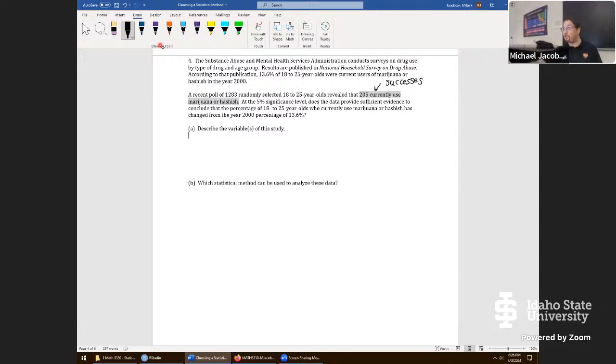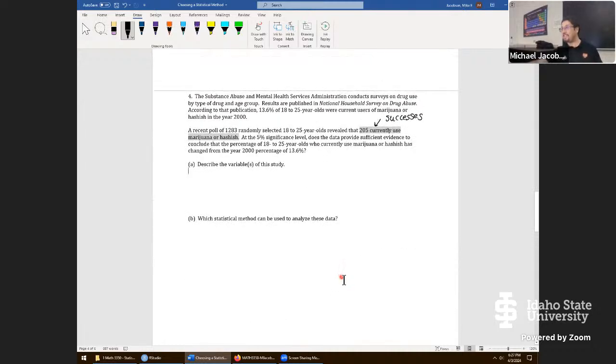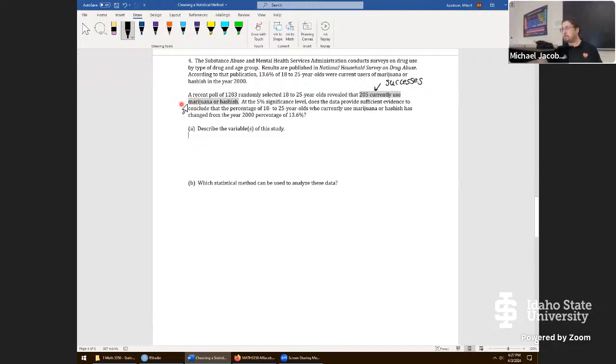But we need to be extremely careful about that because the problem down below right here also has successes, and this one is absolutely not chapter 19. So let's investigate this a little bit further. Let's first describe the variable, and let's just call it, again, paraphrasing, THC use. This is now categorical. We're just taking these individuals here and saying we have a success if they currently use THC and a failure if they don't. So that's categorical.